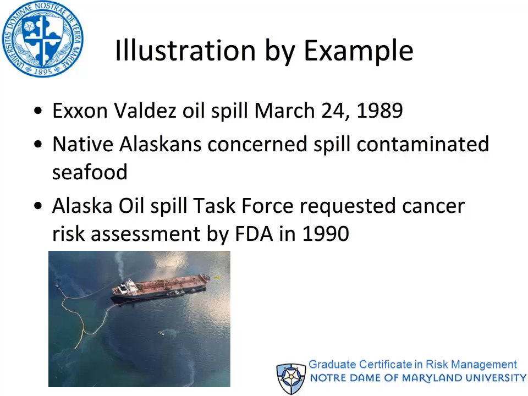So we're going to illustrate this risk assessment using the example of the Exxon Valdez oil spill back in March of 1989. After the oil spill, there were a number of native Alaskans who relied on seafood for subsistence living. This was a major source of food for them, and they were concerned that the spill may have contaminated the seafood. So there were people who were already eating the seafood, some people who were waiting for an okay to do that, and the Alaska Oil Spill Task Force requested a cancer risk assessment be done by the Food and Drug Administration in 1990. So this was a real-time risk assessment.